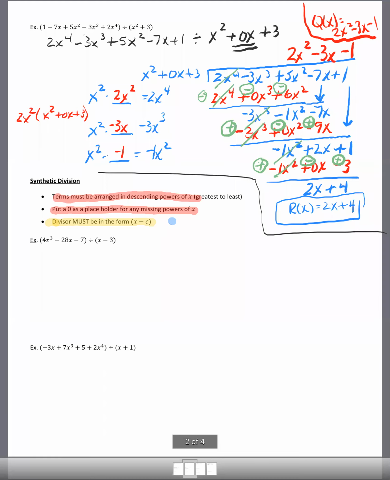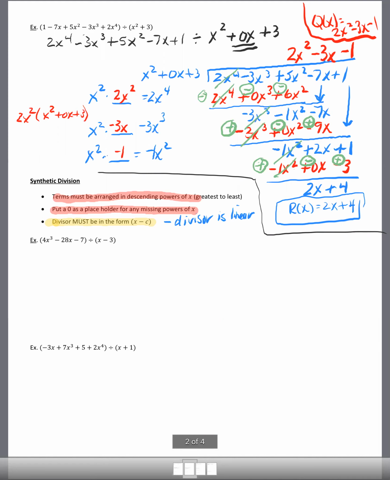that our divisor here is linear. What that means is that if you ever want to divide a polynomial and you want to use this special form of division called synthetic division, your divisor can only have an x to the first power in it. If it has x squared, like our last example did, then it was not a candidate for synthetic division.